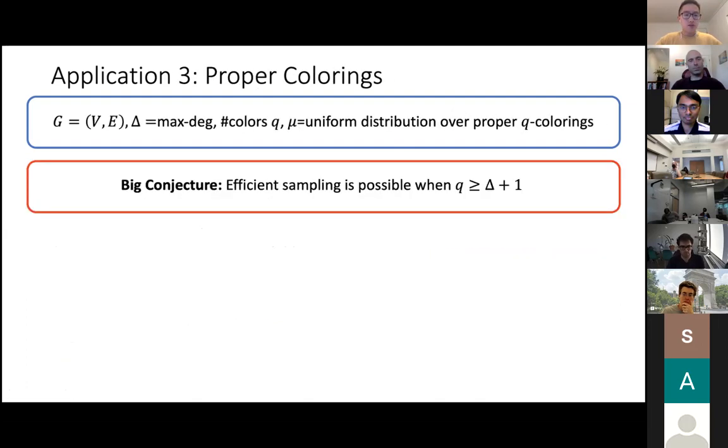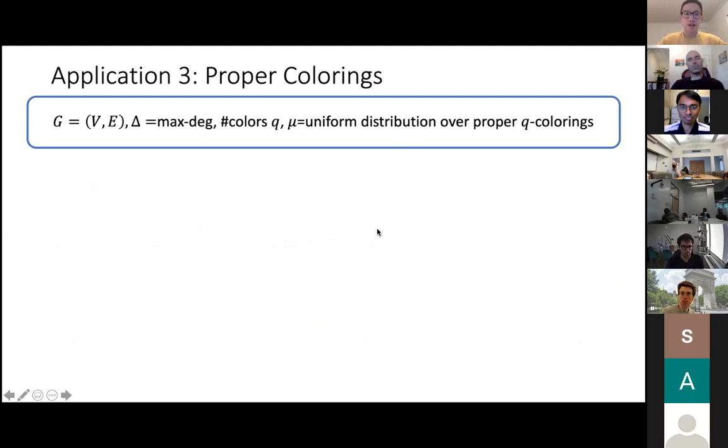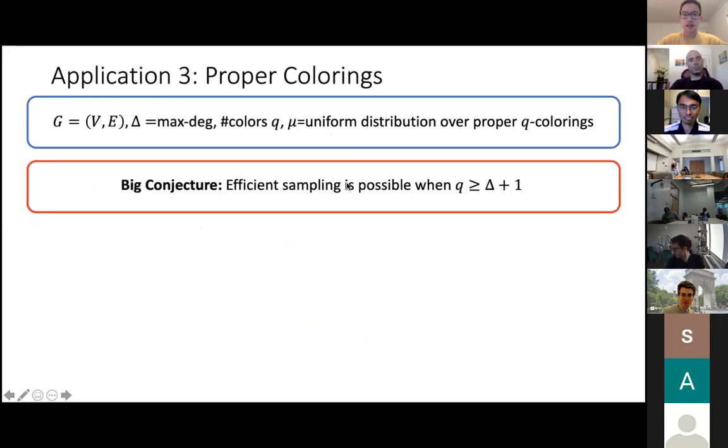Now let me say the third application, which is to proper colorings. Here I have a graph G, and again big delta denotes the maximum degree of the graph, and I have some number of colors Q. I'm going to look at the uniform distribution over proper colorings of the graph. Here there's a very big conjecture, still unsolved in this area of approximate sampling and counting: efficient sampling should be possible when the number of colors is above the maximum degree plus 1.